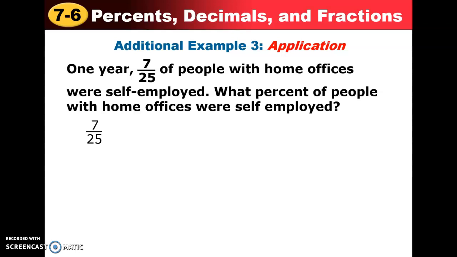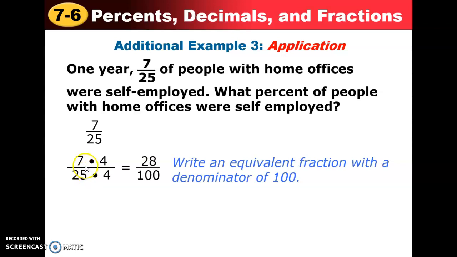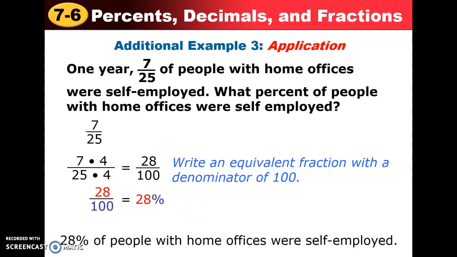All right, so again, same thing here. Oh, this is very interesting. This is kind of what we're dealing with right now with home offices. It said 1 year, 7 out of 25 people with home offices were self-employed. What percent of people with home offices were self-employed? So that means 7 out of 25 people were self-employed. We can take this fraction and multiply it by 4 over 4, and we get 28 over 100, which gives us 28%. So that means 28% of people with home offices were self-employed.